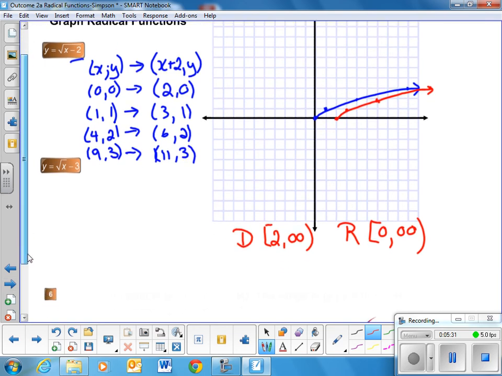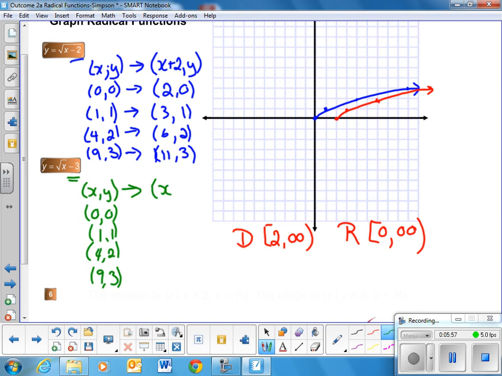Let's graph this next one on the same graph. I'll just use a different color. So again, those same key points from our base function of y equals root x. So 0, 0, 1, 1, 4, 2, 9, 3. This time, when we do our transformation, the 3 is outside of the square root. That means that it's going to affect the y value. So the x value stays the same, but our y values we're going to subtract 3 from.